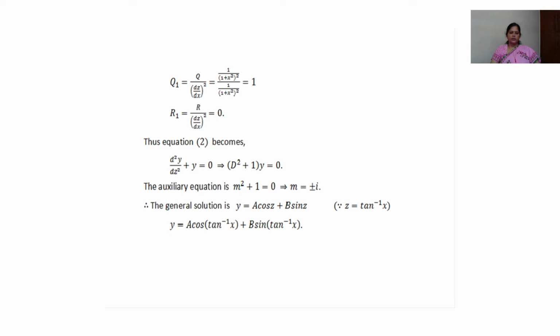Now we have to substitute the value z = tan⁻¹x. Therefore the solution is y = a cos(tan⁻¹x) + b sin(tan⁻¹x).